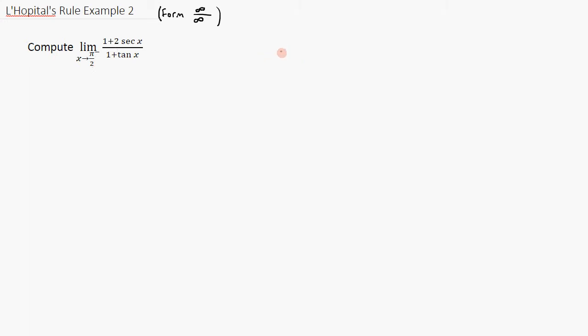So we check what happens as x approaches pi over 2 from the left. Okay, so as x approaches pi over 2 from the left, what happens to secant is the secant function will approach positive infinity.